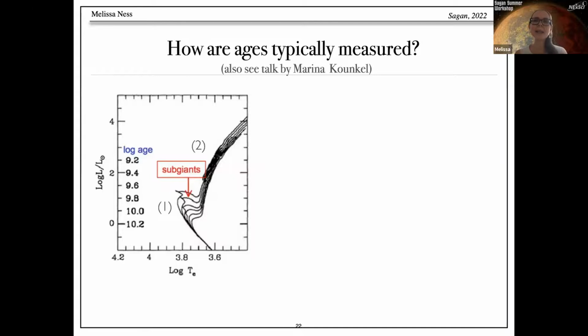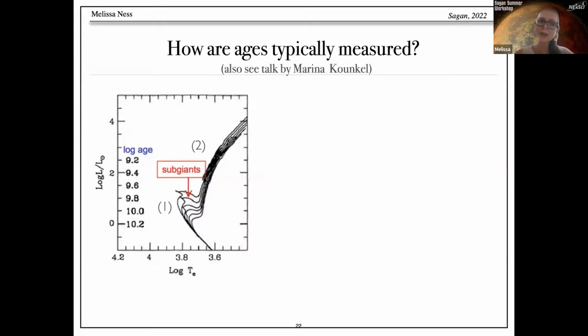So how have ages typically been measured? Well, a typical way of getting ages has been for the subgiant branch. If you have a temperature and a luminosity, there is discriminating power in stellar models that you can see reading directly off this plane. These are models with different ages.